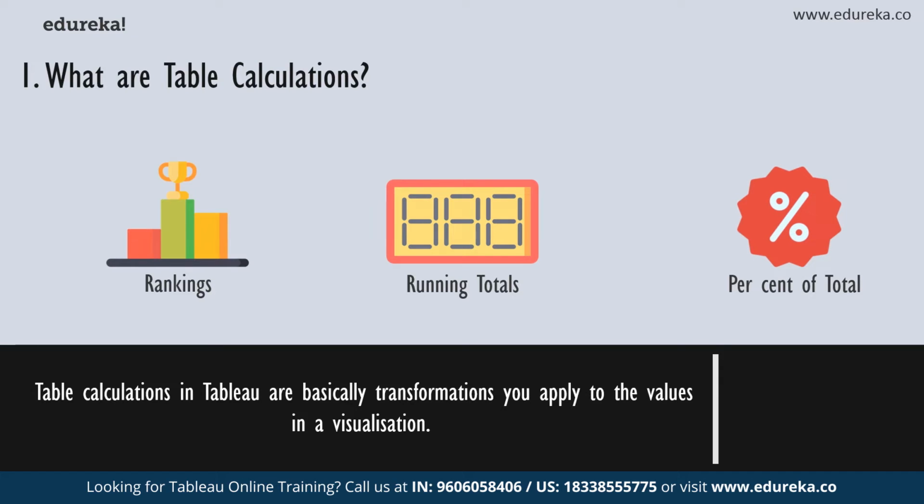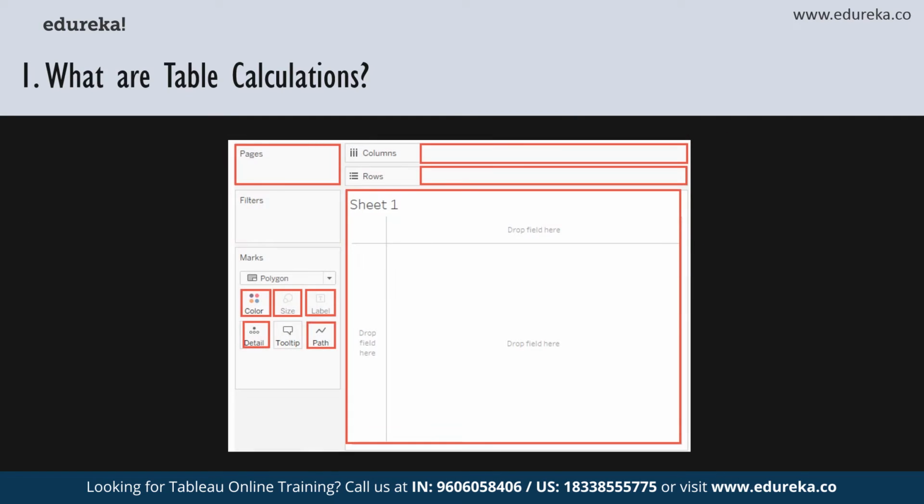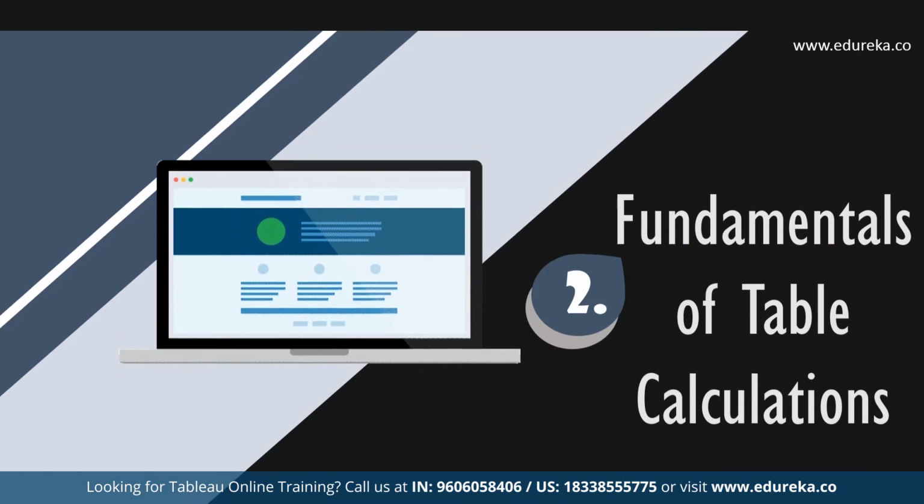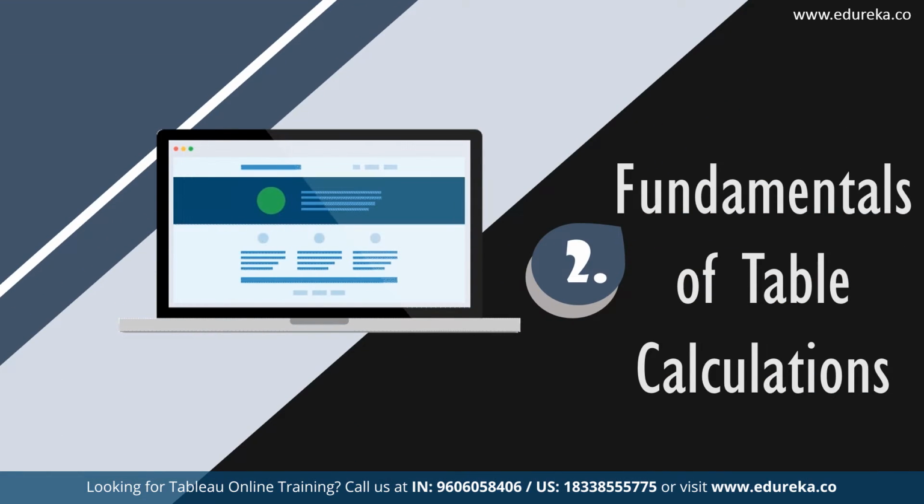You can use table calculations to transform values, including but not limited to rankings, running totals, and percentage of total. Now, for all charts in Tableau, there is a virtual table that is determined by certain dimensions in the view. This table is not the same as the tables in your data source. Specifically, the virtual table is determined by the dimensions within the level of detail in a Tableau worksheet. Now that you know what table calculations are, let's move on to the fundamentals of table calculations.